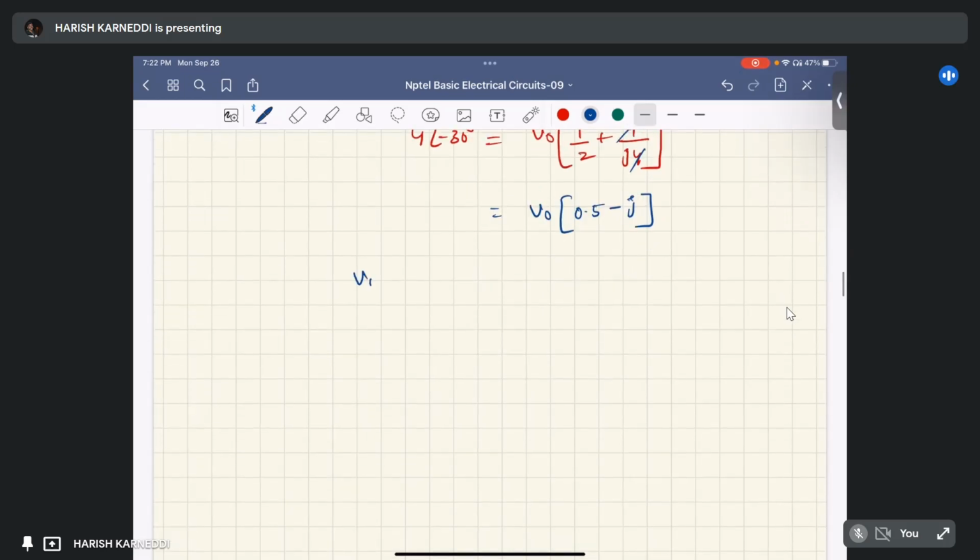V0 times 1 by 2 we can write as 0.5, and 1 by j is minus j. So V0 equal to 4 at an angle of minus 30 degrees divided by 0.5 minus j, which is equal to 3.57 at an angle of 33.43 volts.